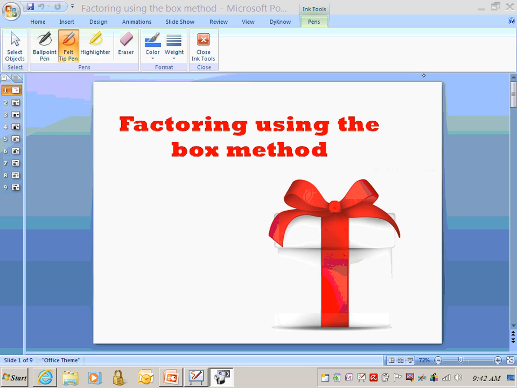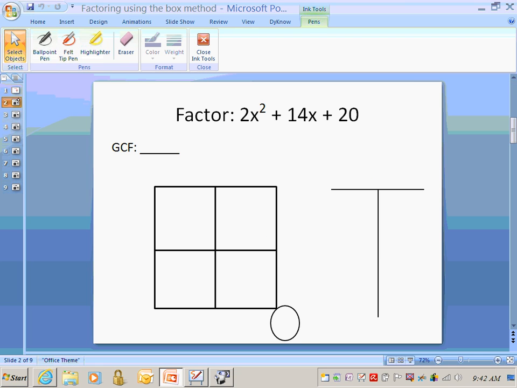Okay, this is going to be factoring using the box method, and this is going to be combining everything that we've learned. It's going to be combining GCF and the box. Okay? So we're just going to go through it one step at a time. Okay, first thing we always want to check for, is there a GCF?